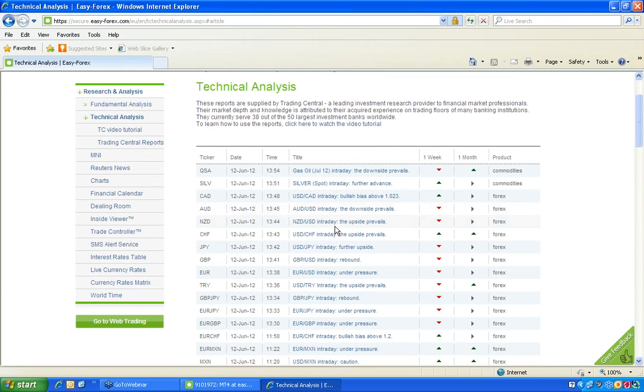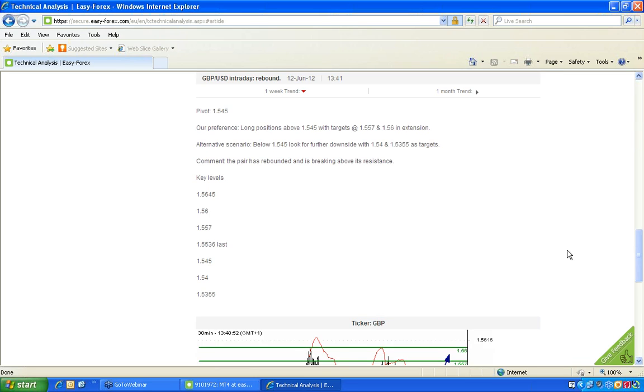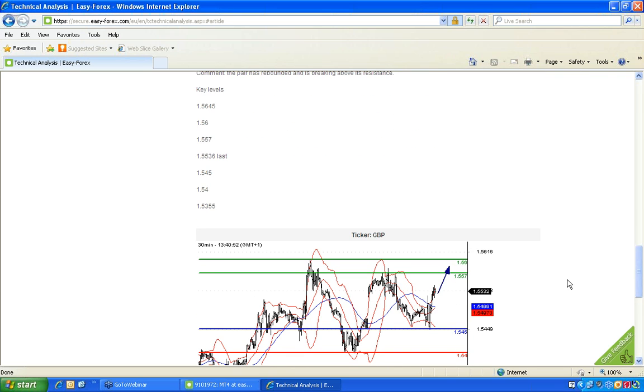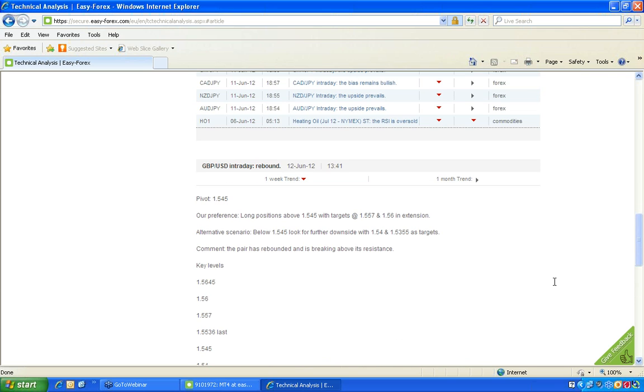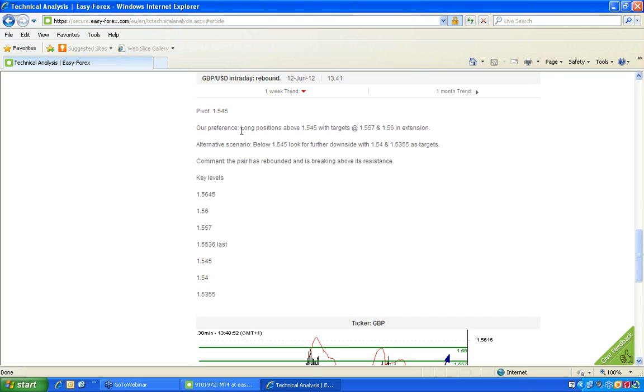Let's have a little look at a popular pair and see what we've got here. Okay, sterling to US dollar. Intraday, remember this is a day trading signal, expect a rebound. So they have a preference to go long, to buy above 154.50.